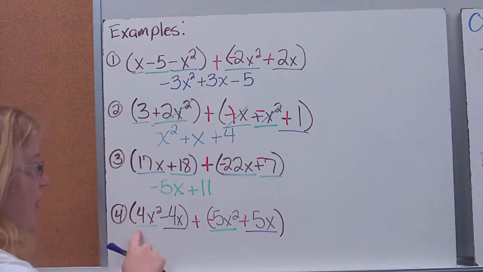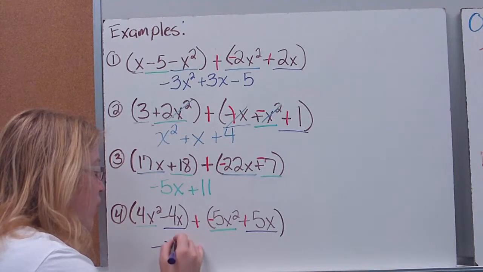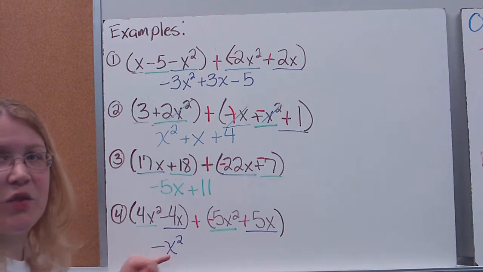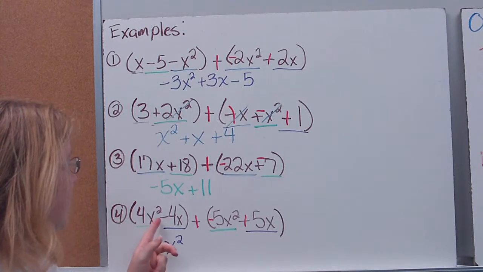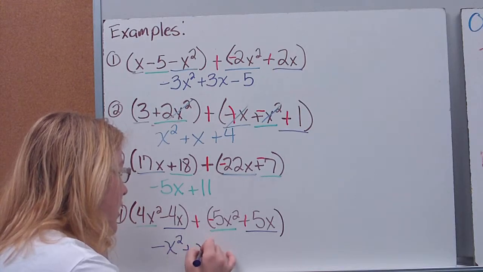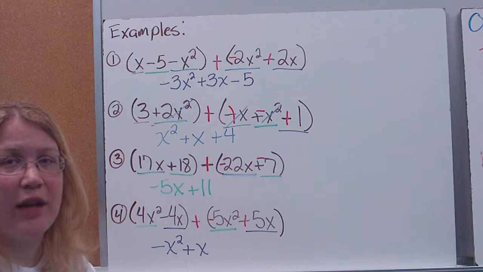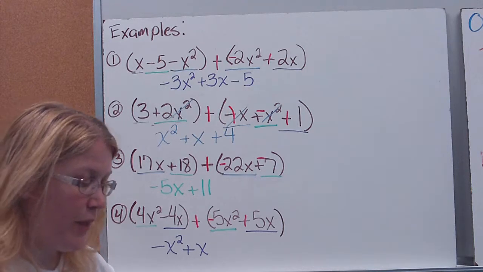So 4x squared, negative 5x squared leaves me with a negative 1x squared, or negative x squared, because remember our 1's are implied. Negative 4x and positive 5x leaves me with a positive 1x. We're done. Remember, you can't combine those. They're not alike, so that's your answer right there.